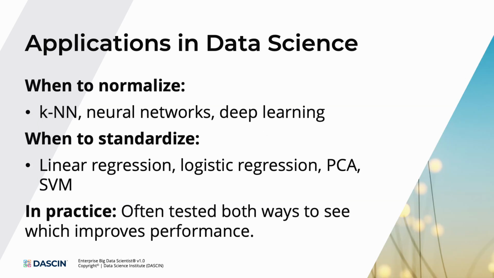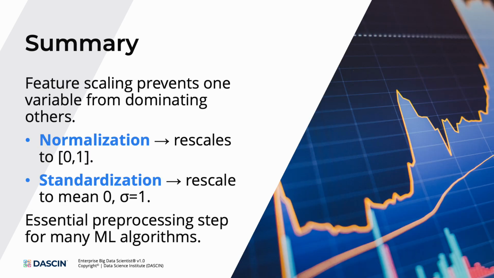So when should you use each technique? Normalization is best when working with neural networks, deep learning, or distance-based methods, like k-nearest neighbors. Standardization is the better choice when your algorithm assumes a normal distribution, such as linear regression, logistic regression, PCA, or support vector machines. In practice, though, many data scientists try both approaches and compare results, since performance can vary depending on the dataset. To wrap up, feature scaling prevents one feature from dominating others, simply because of its scale.